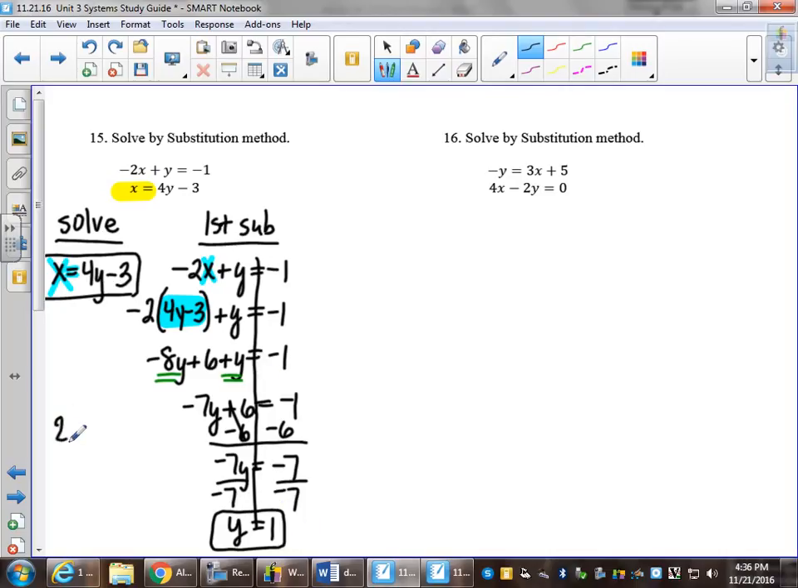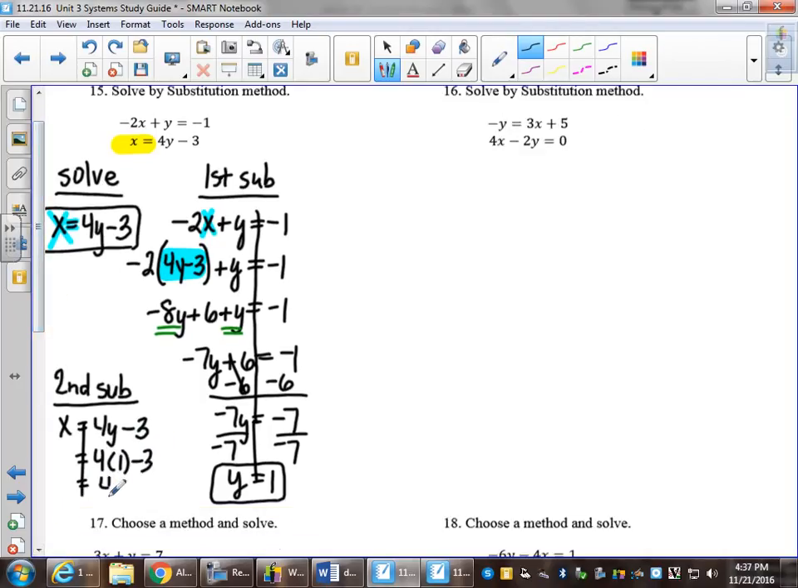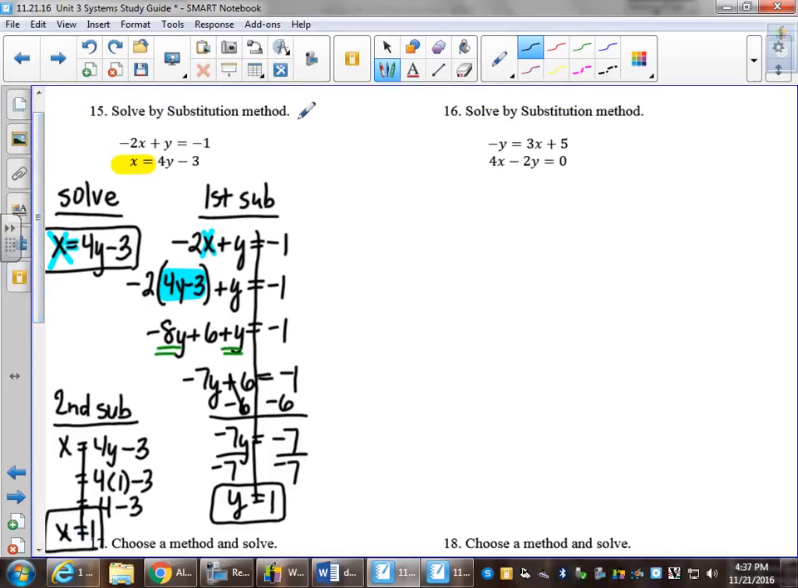I'm going to fit my second sub in this space right here. We've got y, we need x. Well, this already says x equals 4y minus 3, so let's use that. That will become 4 times 1 minus 3. That's 4 minus 3, so x equals 1 also. So our solution for 15 is 1, 1.